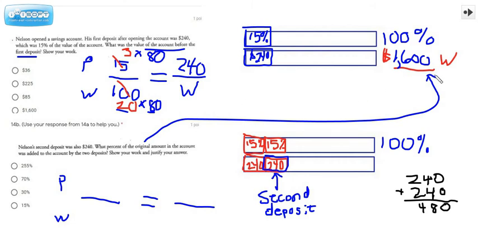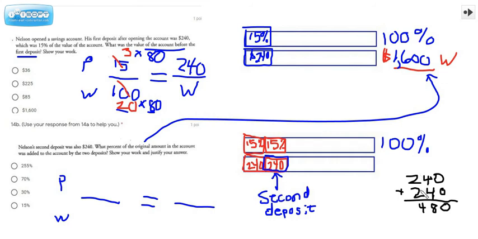Now we're going to use this value to help us with part B. It says Nelson's second deposit was also $240. So if we show his first deposit, that was 15% being $240, now we have another deposit, which of course would be also another 15% added on for a total of 30%. So now we have $240 for the second deposit.